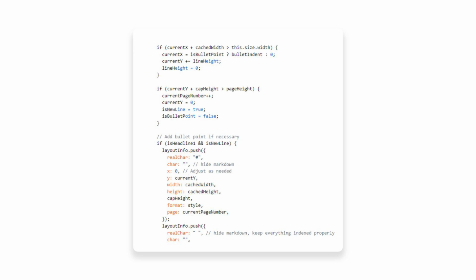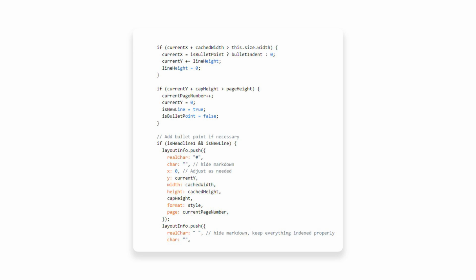2. Page overflow handling. If the current Y position plus the character's cap height exceeds the page's height, it increments current page number, resets current Y to 0, and marks the start of a new line, resetting the bullet point flag. 3. Adding layout information. If the current text is a level 1 headline at the start of a new line, it creates layout entries in the layout info array to represent both the headline marker, hashed, and follows with a space, but both are hidden.